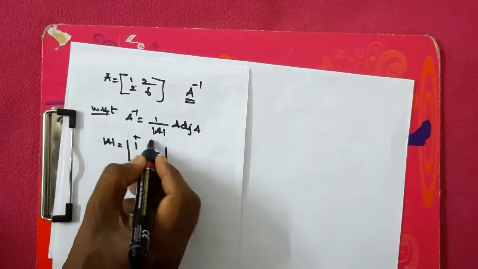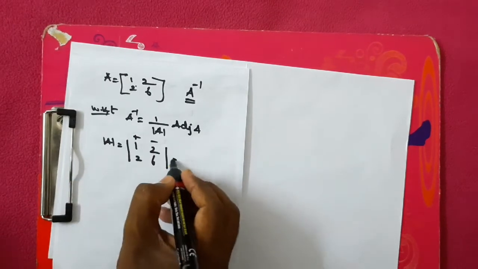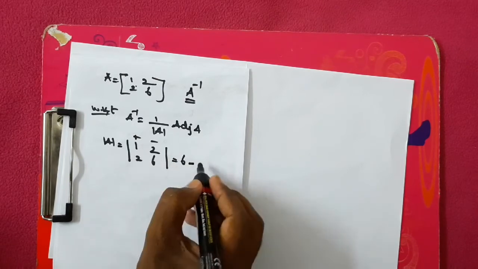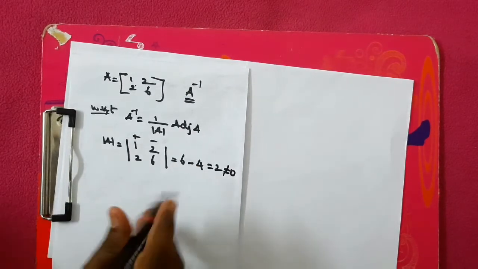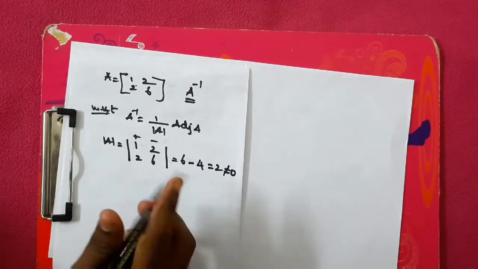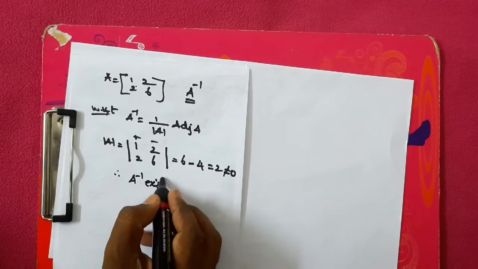Now, do we know how to solve this? Yes. So over the first row put plus minus. Now multiply across: 1 into 6, 6, then minus 2 into 2, minus 4. So the answer is 2, which is not equal to 0. Therefore, you can find A inverse. So you are going to say A inverse exists.